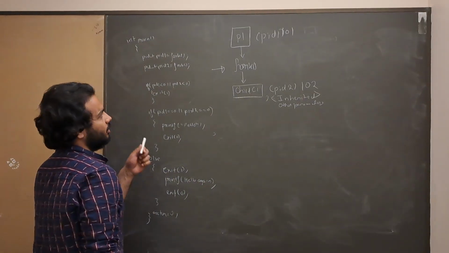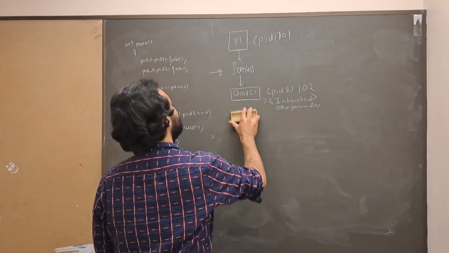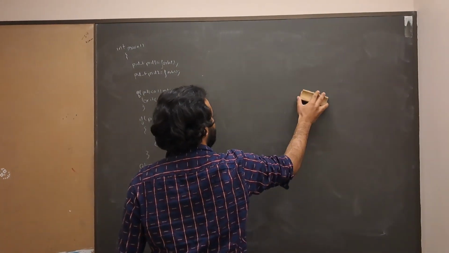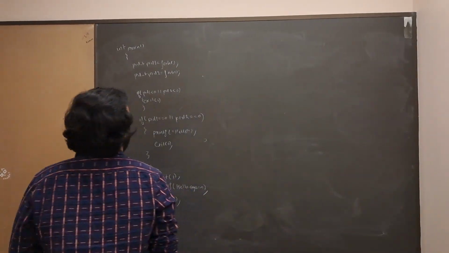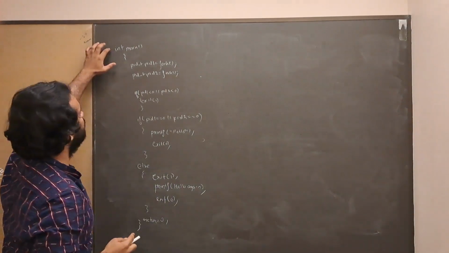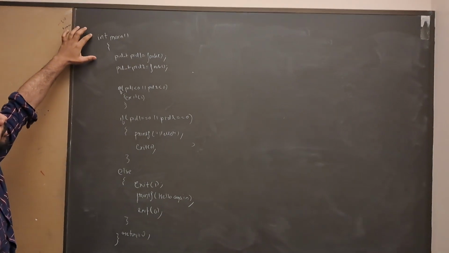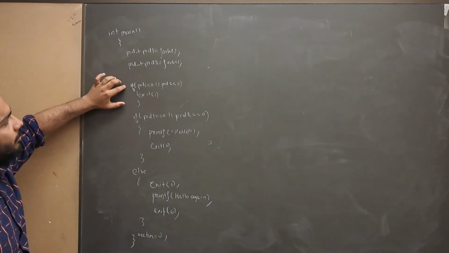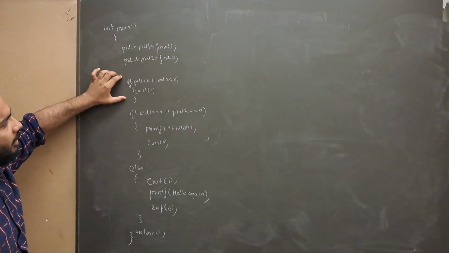Now let's come to the question related to fork. So this is basically the fork tree which I have invented to solve fork questions. In this question, we have a main process. In this, two fork calls are being made. In case of some error, the process will exit.